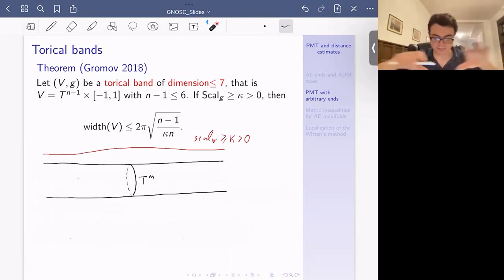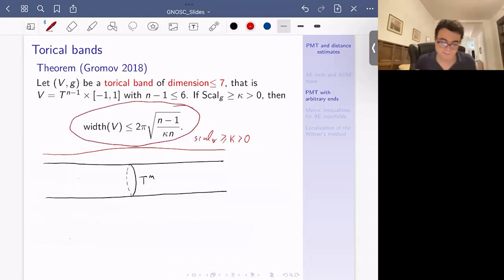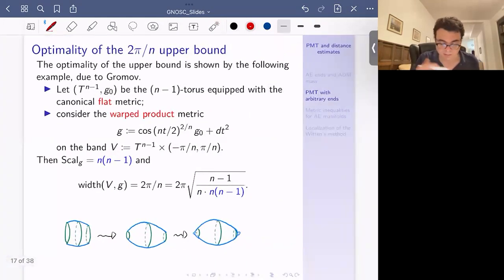The idea is that on a toroidal band, you cannot have a uniformly positive complete PSC metric, which means that the geometry must collapse, if you cannot extend it indefinitely. In particular, this is the upper bound for the width that was found by Gromov in 2018, and moreover this constant is optimal, with examples.